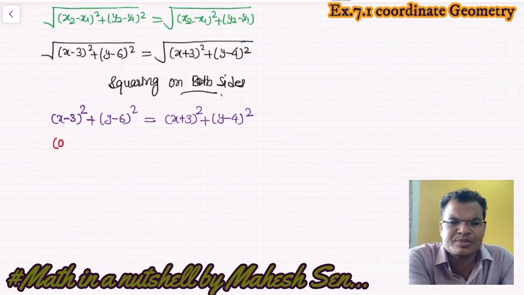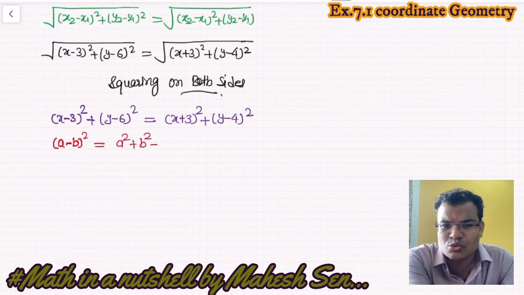You people know (a plus b) whole square and (a minus b) whole square very well. But I'm writing here (a minus b) whole square, that is a square plus b square minus 2ab, because sometimes students get confused here.